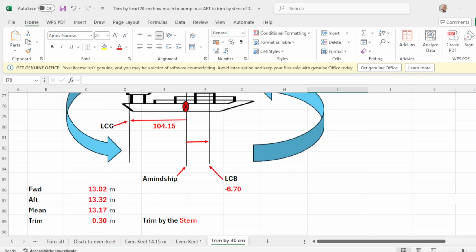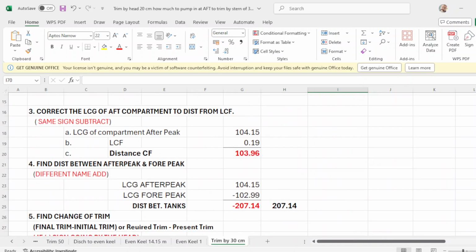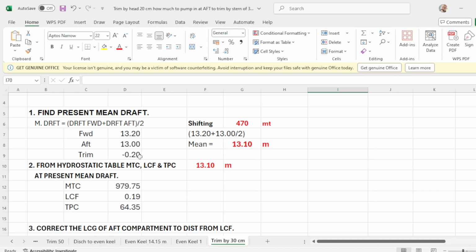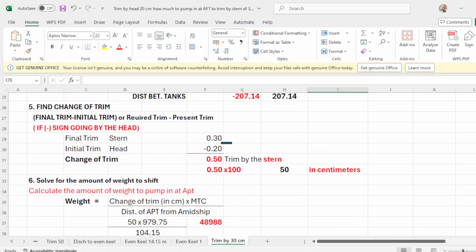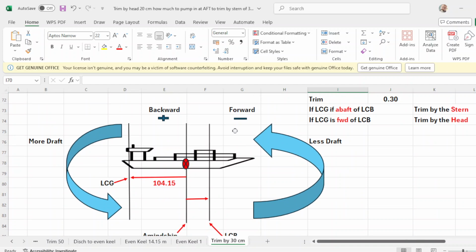That's why if your trim is positive 30, you are trimmed by the stern. If it is negative, you are trimmed by the head, which is this one. If the vessel is trimmed by the head by negative 20, because your trim is negative, your vessel will be like this. This will go down, this will go up. You are trimmed by the head. That's why it's negative. Okay?